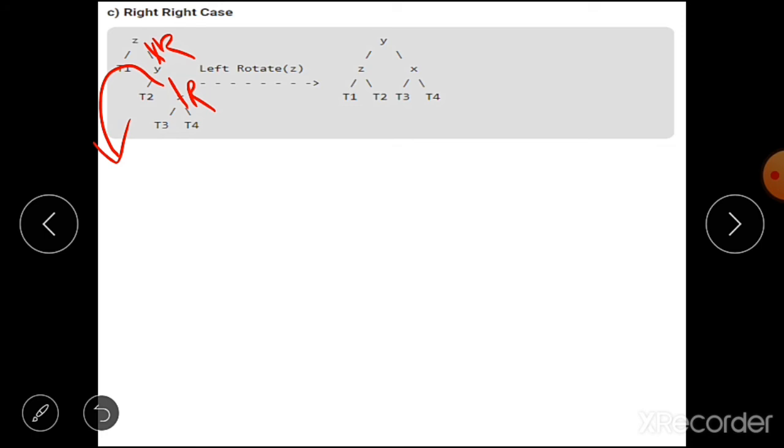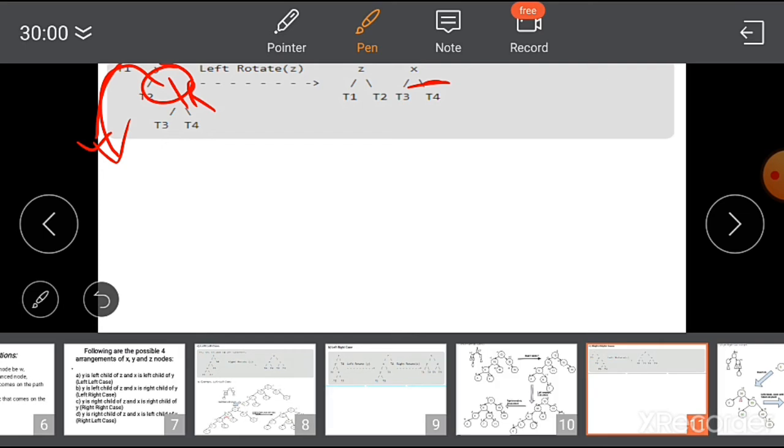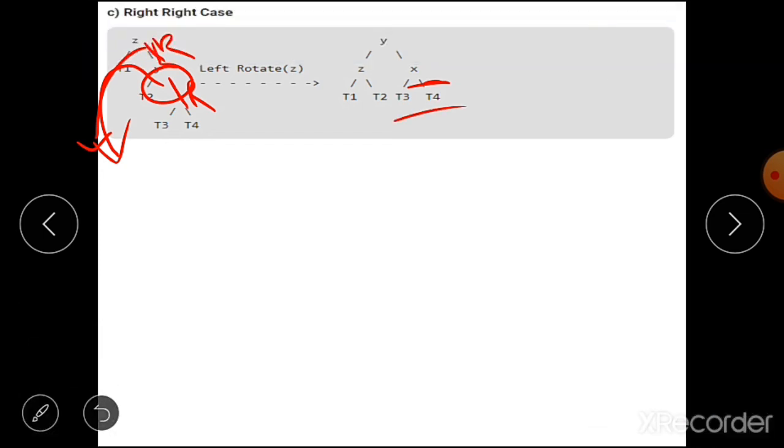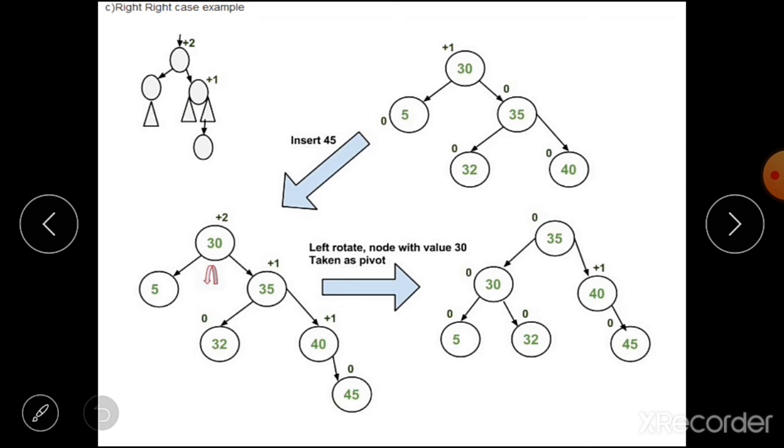So left rotation means z is moved downwards and y becomes the root and x is the child node, and x has two subtrees t3 and t4, and y has a left subtree t2, that becomes the right subtree of z. And this is an example.